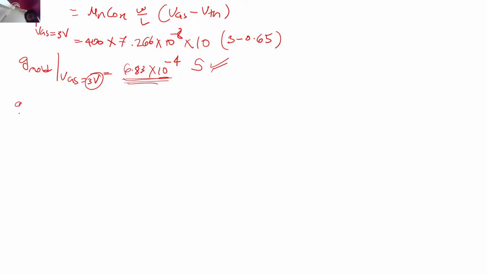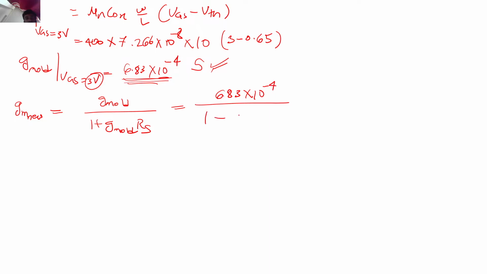Now let's substitute everything into the formula. Gm new is Gm old upon 1 plus Gm old times RS. So substituting: 6.83 × 10^-4 upon 1 plus 6.83 × 10^-4 times RS. RS was around 197.7 ohms. So your new Gm value will come out to be around 6.017 × 10^-4.